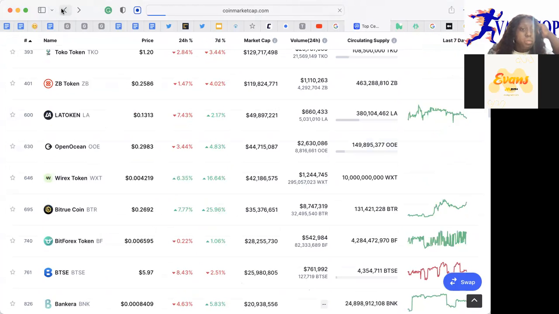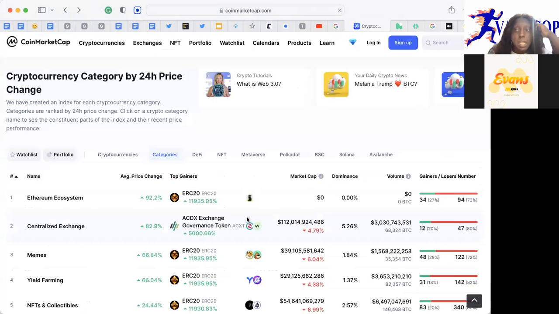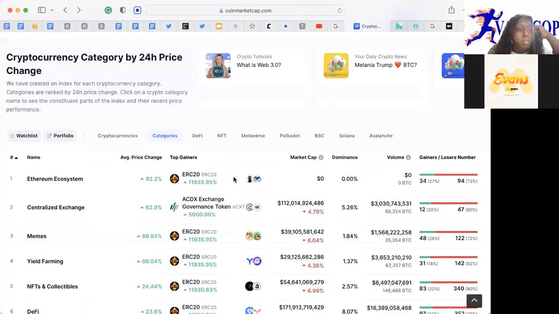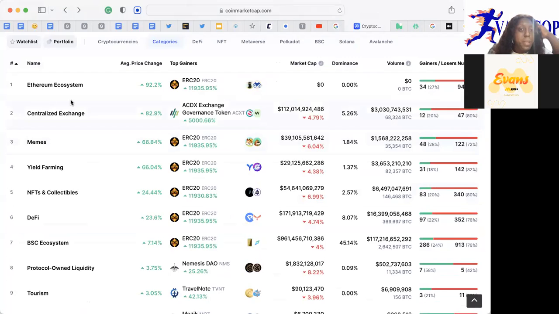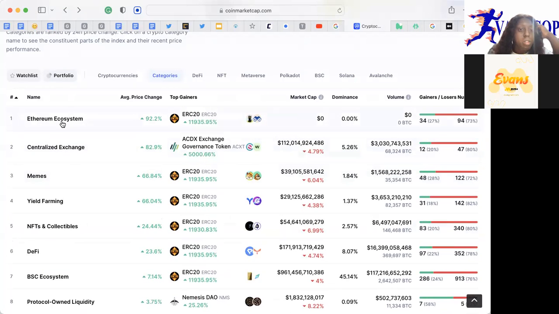Now, remember, cryptocurrencies are arranged and categorized based on the value that they are offering in the crypto space. If you're following me, just indicate that you are following me. Yeah, I am following you. Okay, am I too fast? Should I slow down my speed? Okay.